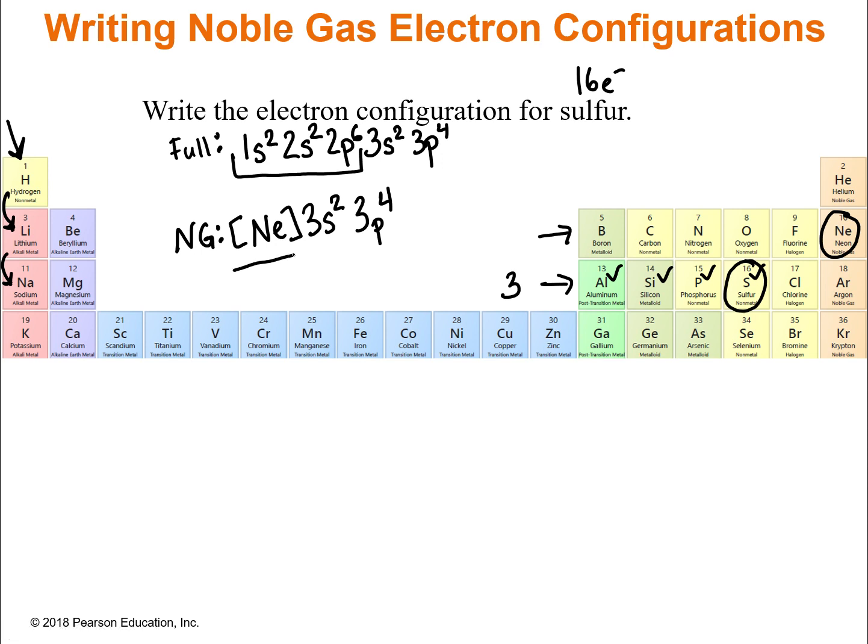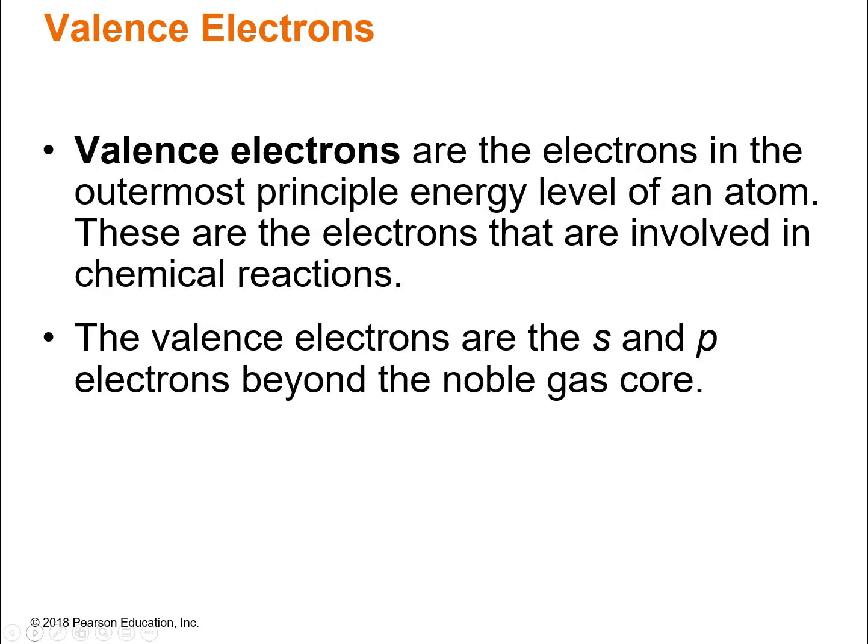So we did 2 examples of 2 different elements. They have the same core, but there's a difference in what's left. Those electrons that are left are the valence electrons. They're the outermost principal energy level electrons, and these are the electrons that are involved in chemistry. And again, like I said, the valence electrons are the s and p electrons that go beyond the noble gas core.